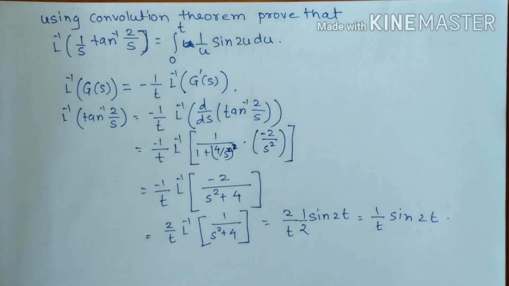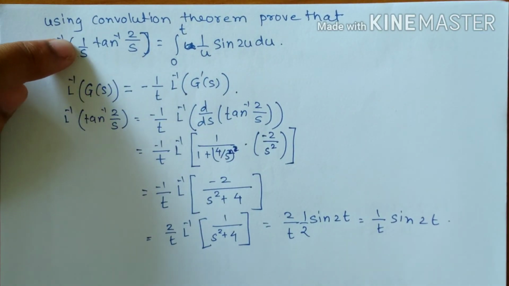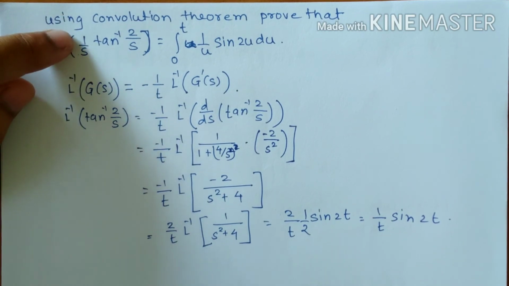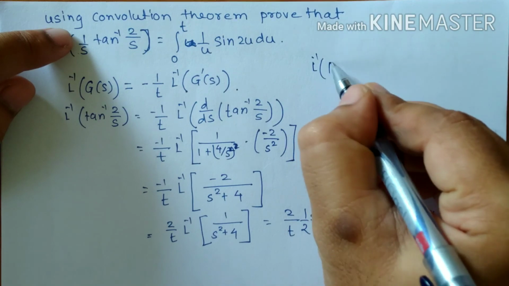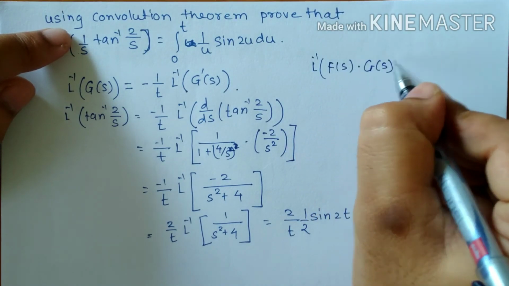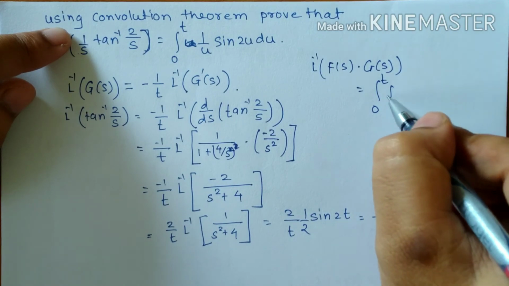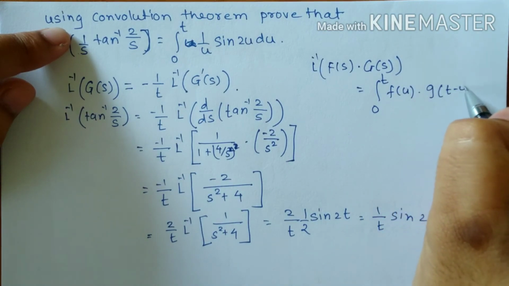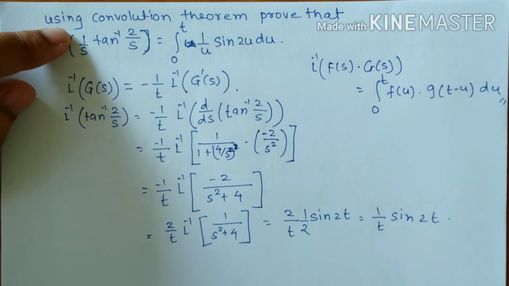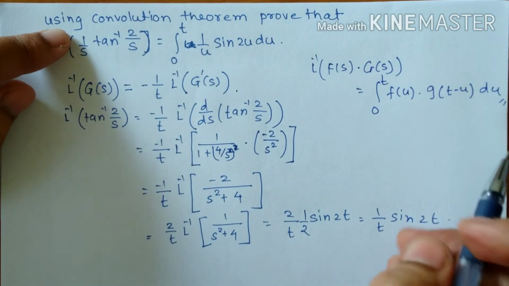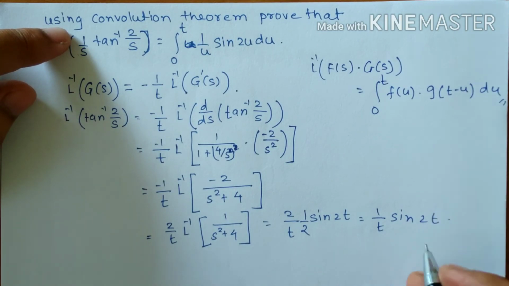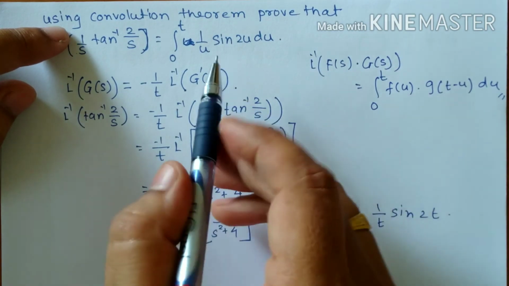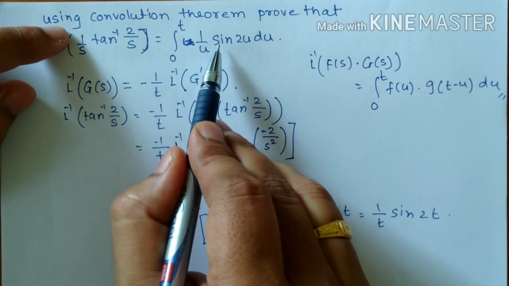Is this okay? Now, what is the inverse Laplace of f of s? That is 1 upon s. It is 1. While applying the convolution theorem, L inverse of f of s into g of s is equal to integration from 0 to t f of u into g of t minus u du. This is the formula for the convolution theorem. So while applying the convolution, this is my g of t, where I need to replace t by t minus u. But if you look here, there is no t minus u term.